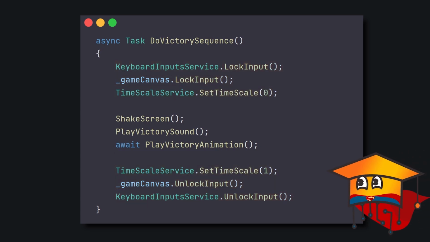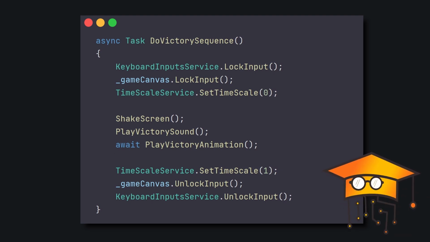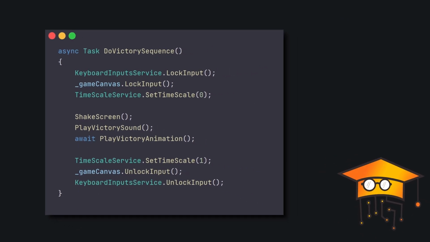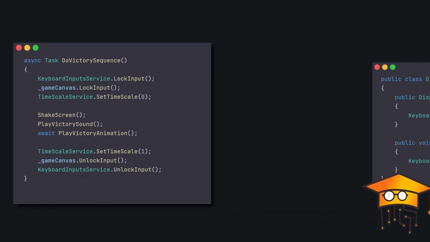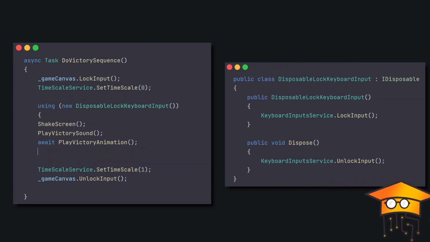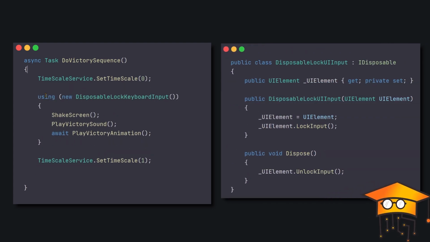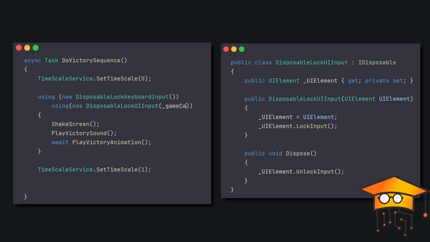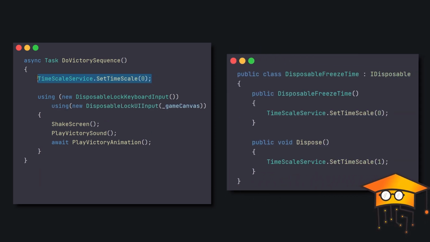So again, IDisposable comes to our rescue. We can easily replace each line with its own disposable helper. One that locks and unlocks the keyboard inputs. The second, for locking and unlocking the UI object it receives. And the third, for freezing time.